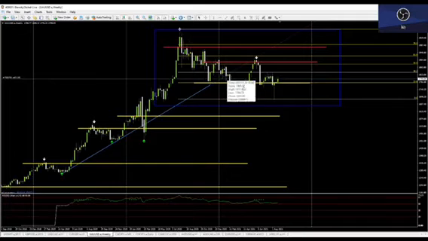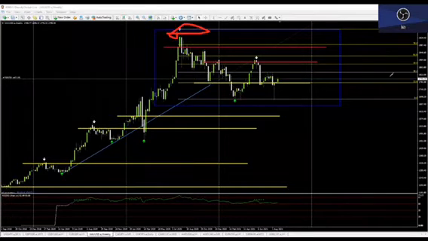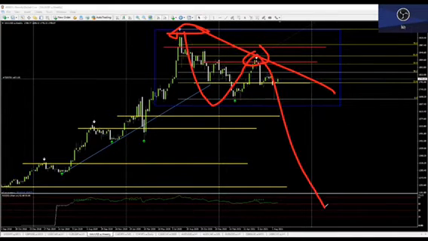Also, I got indications that we have broken a trend line in the upward swing. Ultimately, we do know that this was the all-time high for gold. All right, a retest to it. All right, A, B, C, D.